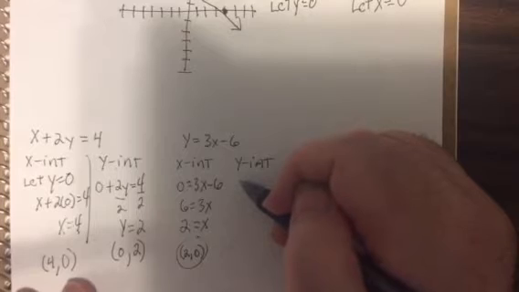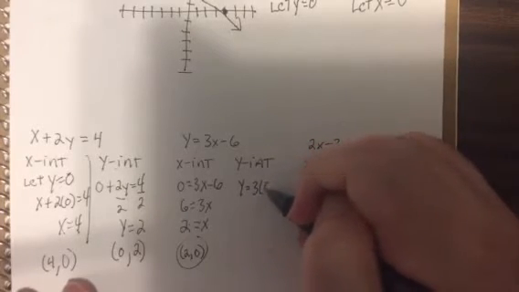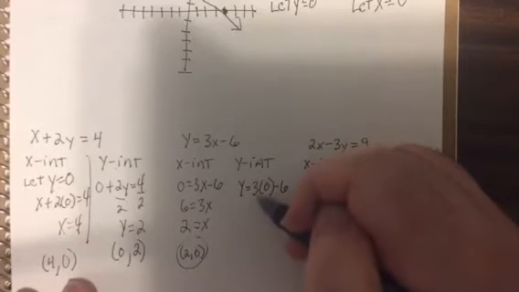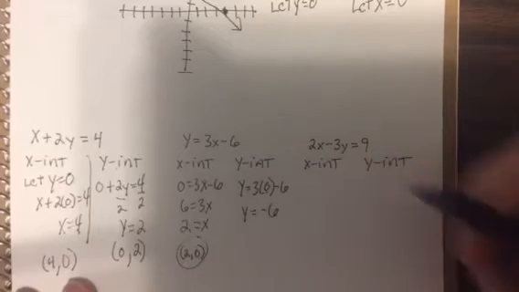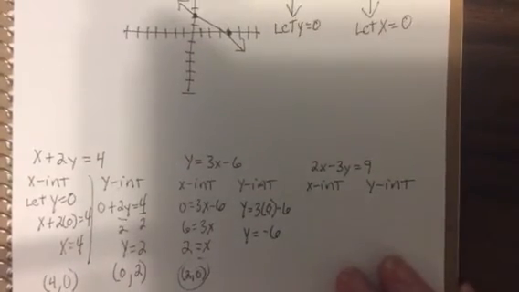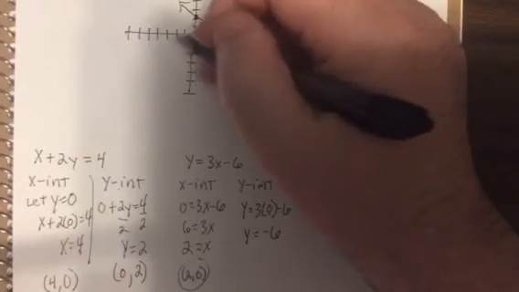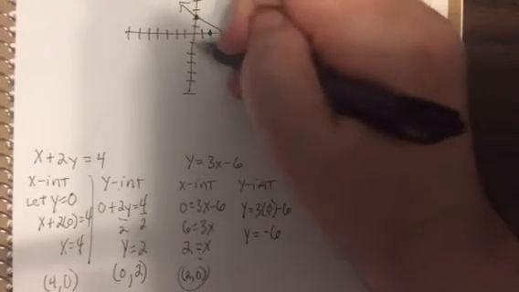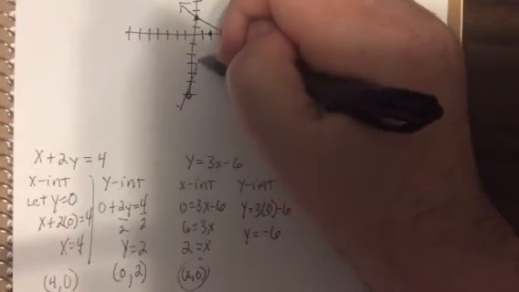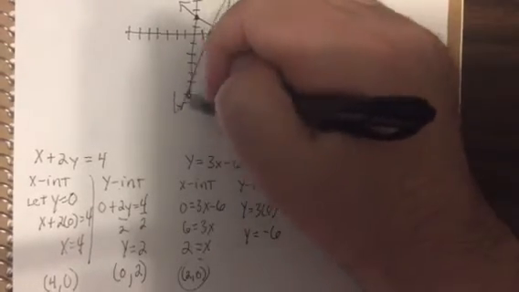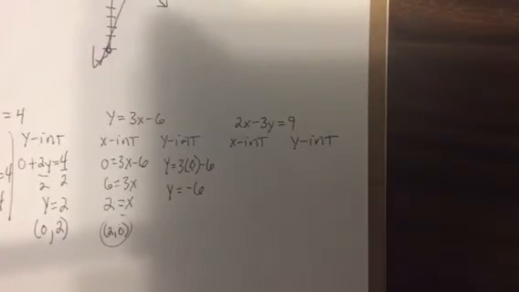Now, y-intercept. Put 0 in for x. Y equals 3 times 0 minus 6. 3 times 0 is 0 minus 6. It'd be negative 6 is the y-intercept. So I'm going to use the same coordinate system, I apologize. So 2, negative 6. So easy to graph this one.